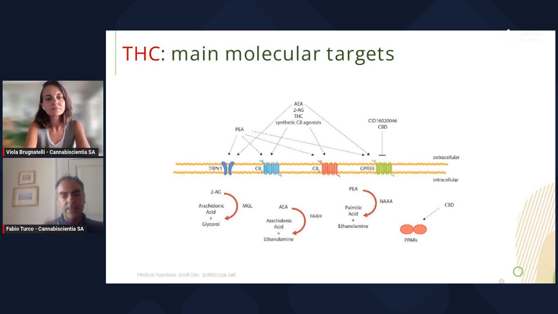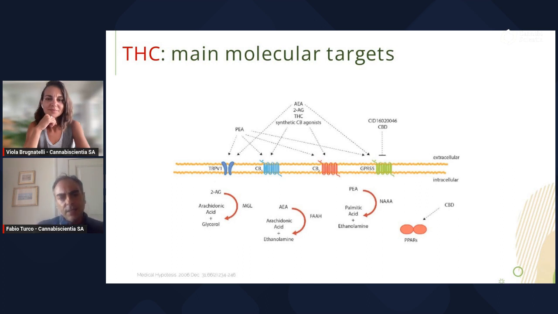Indeed, CB2 receptors in the central nervous system are localized mainly on astrocytes and microglial cells. By binding to these receptors, THC can induce a switch in the phenotype of these cells from an inflammatory phenotype to an anti-inflammatory phenotype, and this is why THC can exert neuroprotective function.